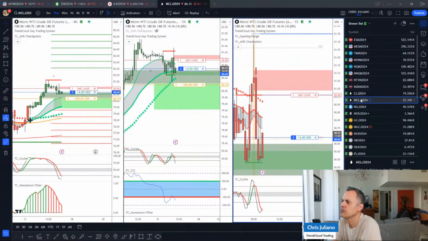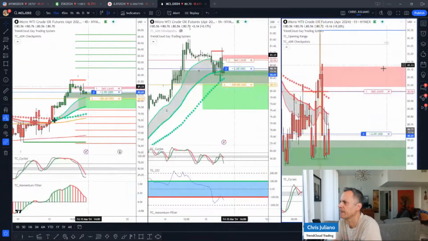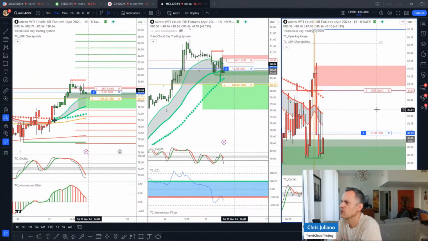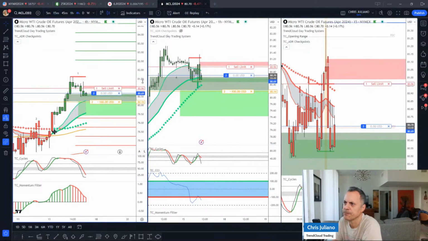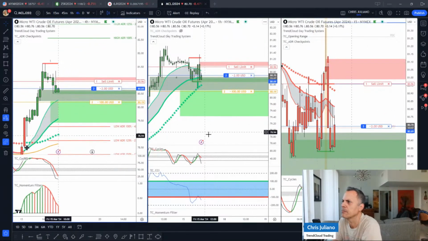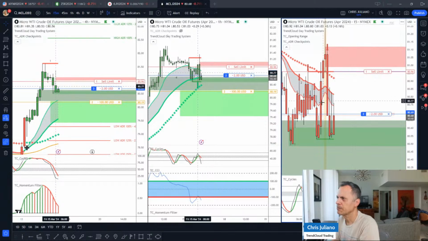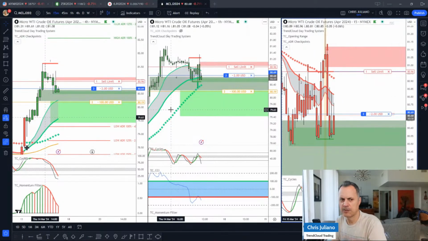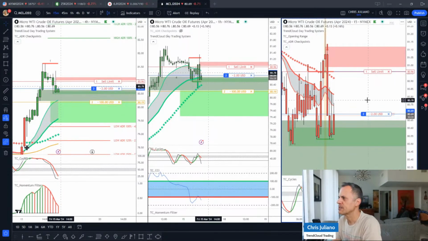Crude oil making a move. 10 a.m. reversal. Look at that. 10 a.m. reversal. Come on, crude oil. Do something. I'm almost tempted to just get out of crude oil with all that downward momentum. We don't know what's going to happen.